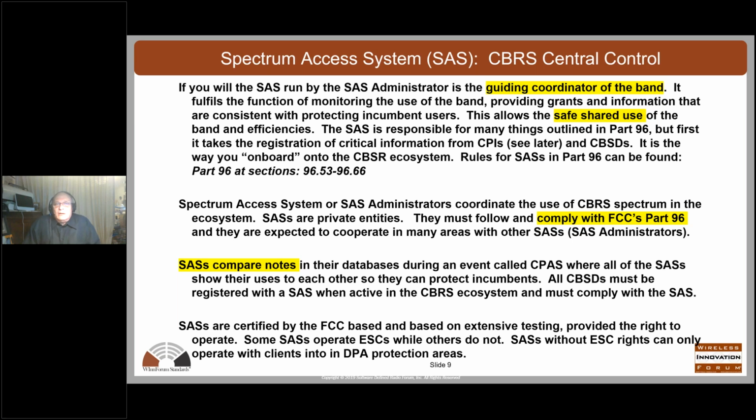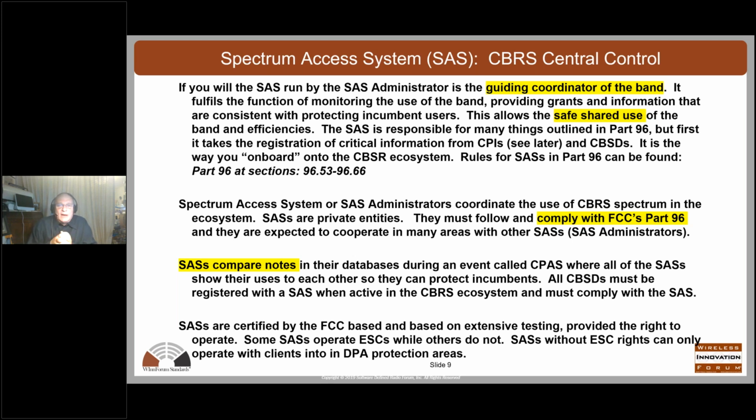And they are designated in Part 96, if you want to look them up, at 96.53 to 96.66, which gives the governing rules by the FCC of how a SAS is to operate. Its main function is to protect incumbents, the incumbents we just mentioned, within the spectral range that I've indicated, as well as to take requests for frequency and for power, and to give grants where appropriate to protect the incumbents.